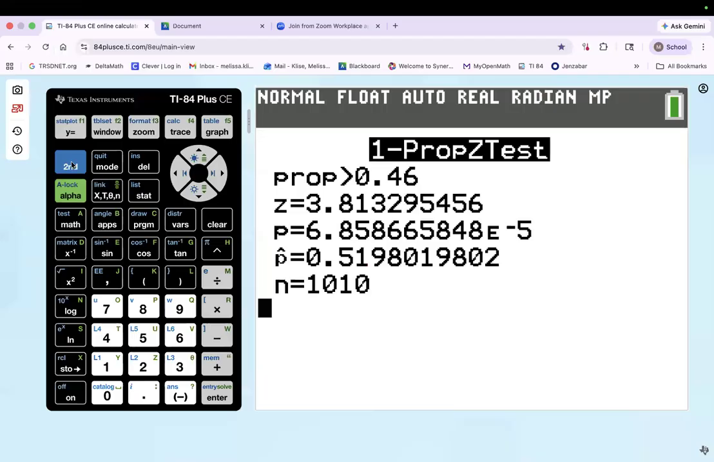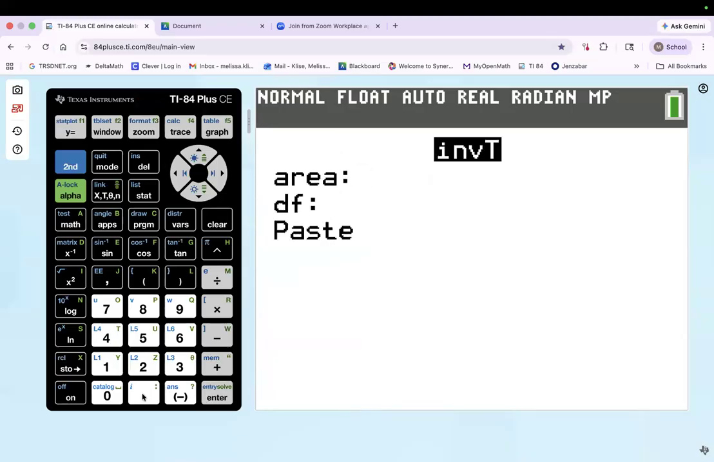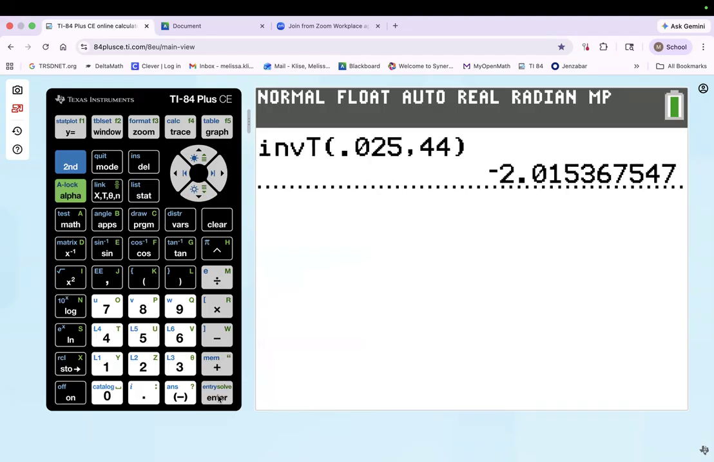Now I know that not all of you have the inverse t. Remember, we can do this. So I could do 0.025. Degrees of freedom is 44. So I said about 2.015? See how close it is. 2.015.